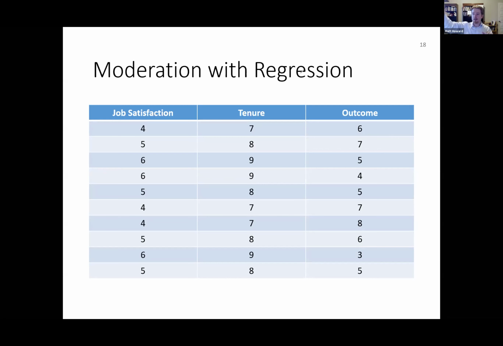Okay, so with that noted, the process starts with job satisfaction, tenure, and an outcome variable. I believe in this example, job satisfaction is our predictor, tenure is our moderator, and we have our outcome. So we're going to want to see if tenure moderates the relationship between job satisfaction and the outcome.